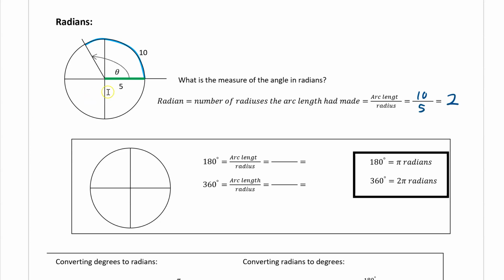So it's 2 radians. So what it is is the number of radiuses, I don't think that's a word, but it would be radii, that the arc length has made. So if you take this 10 and divide it by 5, that means that this arc length has spanned 2 radiuses. So it's 2 radians. So let's look at Desmos to see this.